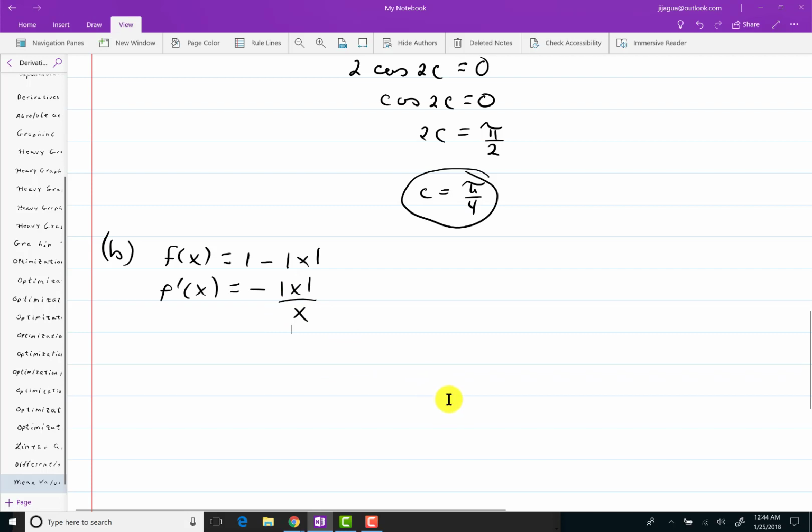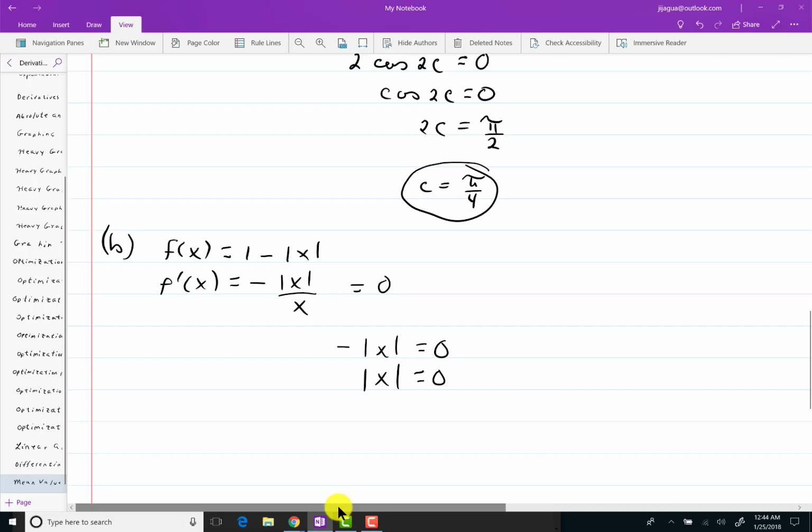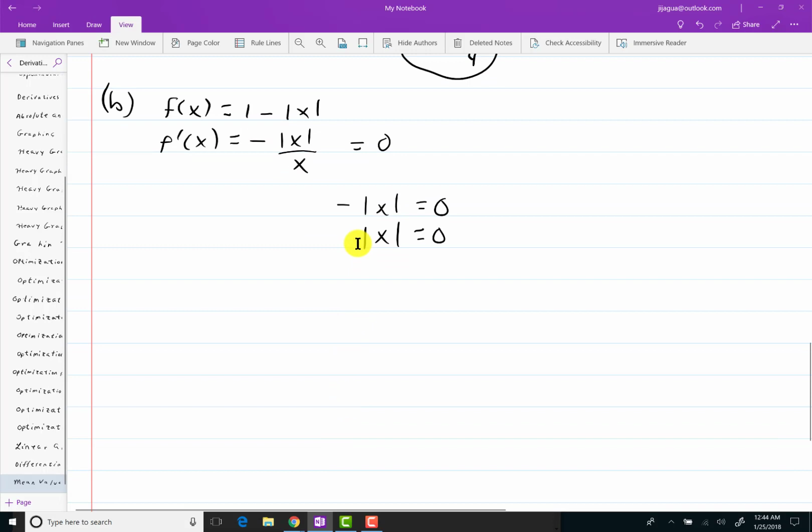Now, is there a place where this is going to equal 0? If it's going to equal 0, I would have to multiply through by x, and I would have negative absolute value of x equals 0, or just the absolute value of x equals 0. And then x would have to be 0. The only number whose absolute value is 0 is 0, so x equals 0. But this is not differentiable at 0. So there's no answer for what happens at 0.